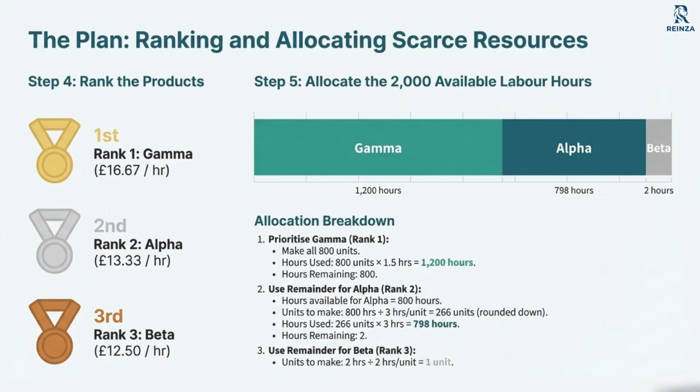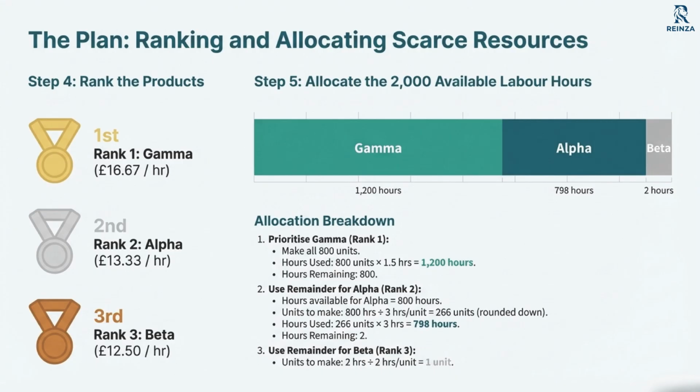Next, we move to our second-ranked product, alpha. We have 800 hours remaining. Each alpha takes 3 hours. So we can make 800 divided by 3, which equals 266.67 units. But we cannot make a fraction of a unit, so we round down to 266 complete units. These 266 units use 266 times 3, which equals 798 hours. That leaves us with just 2 hours remaining.